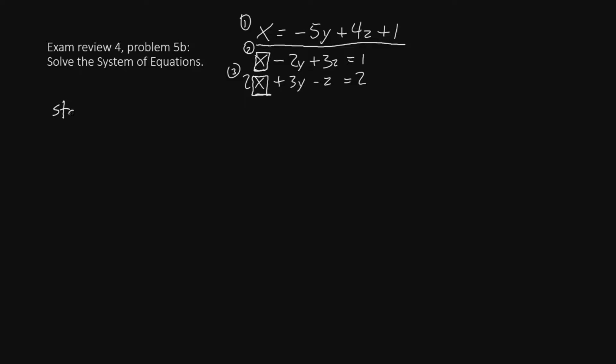Let's start with equation 2. So in this position where we have x, let's replace that with a parentheses. We'll say minus 2y plus 3z equals 1. And we're going to place this expression, negative 5y plus 4z plus 1, into the parentheses.